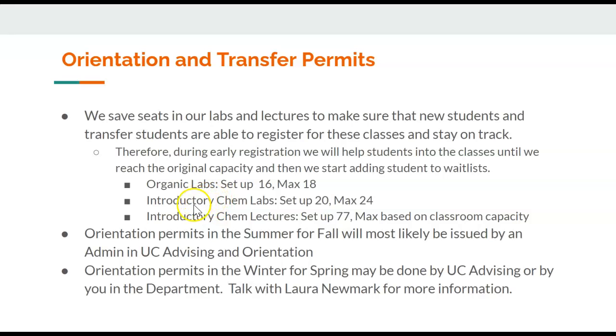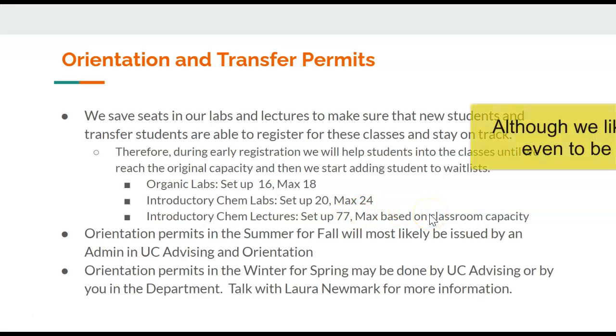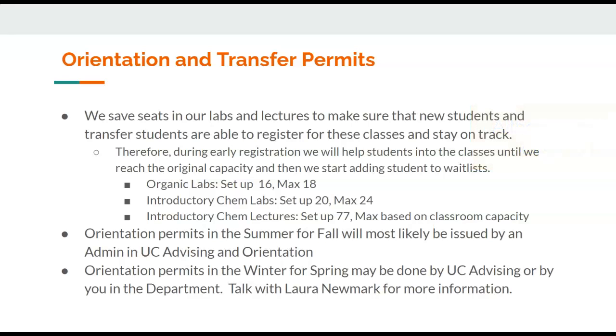And then for introductory chem labs, we initially set them up to 20, and then our absolute max for the rooms is 24. And then the lectures, we set them up to 77, and the max is based on the classroom capacity. That's in the main document that has all the resources, what those maxes are, and I'll show you that in a second.